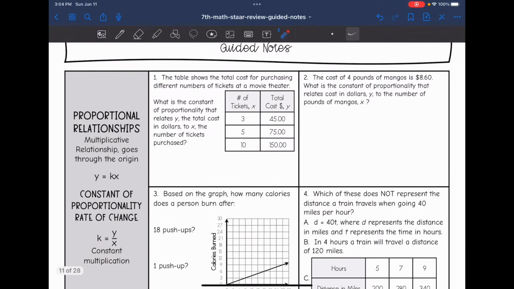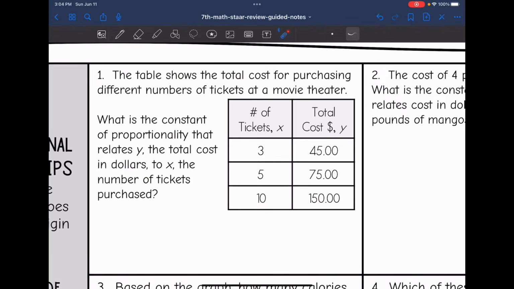So let's look at number 1. It says the table shows the total cost for purchasing different numbers of tickets at a movie theater. What is the constant of proportionality that relates y, the total cost in dollars, to x, the number of tickets purchased?